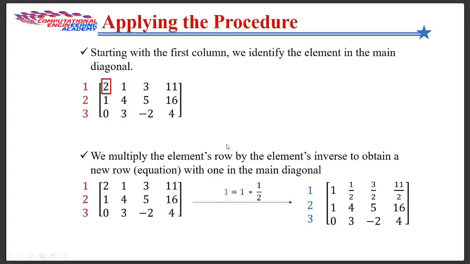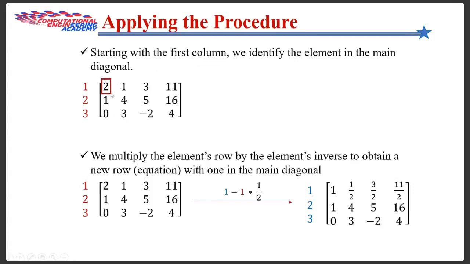Good. So let's start. This is our original matrix, okay? The first procedure is we start with the first column. This is the first column here. On the first column, we identify the element in the main diagonal. This is our main diagonal right here, okay? The main diagonal is a diagonal that has the same number of rows, where the elements have the same number of rows and the same number of columns, right? So this is our main diagonal.